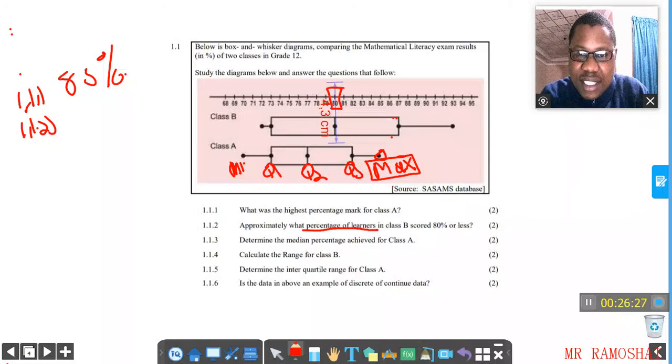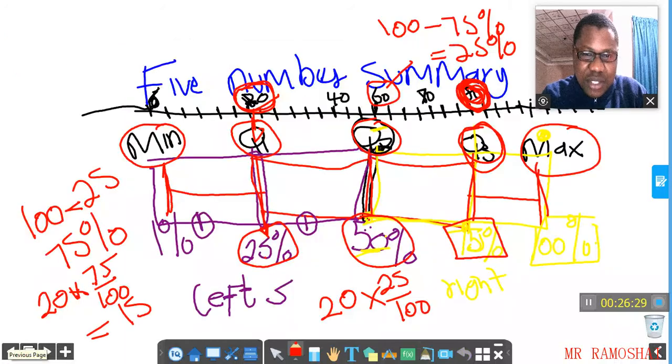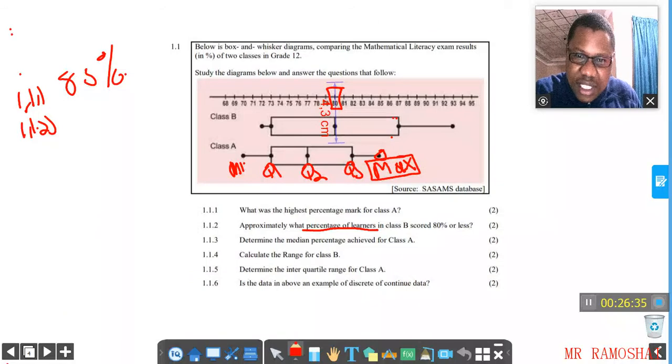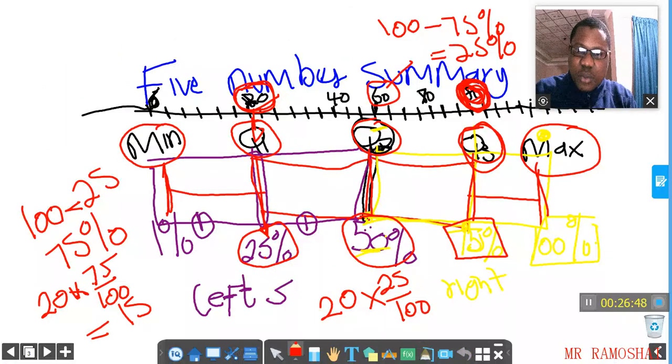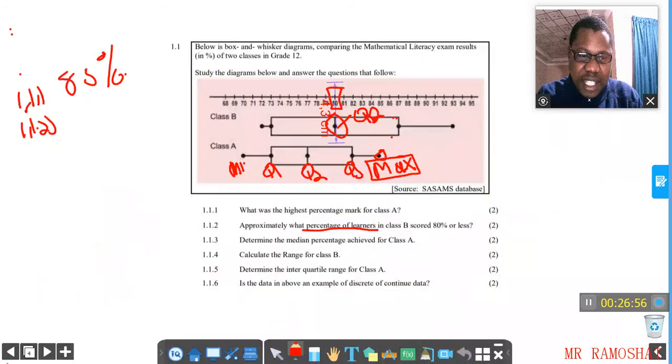So look at this. Let me go back so that you can see what I'm talking about. Which point is this one? This is definitely quartile 2, right? Look at quartile number 2. How many percent? It's 50%. You get that? So if this quartile 2 is 50%, it means 50% of the class.